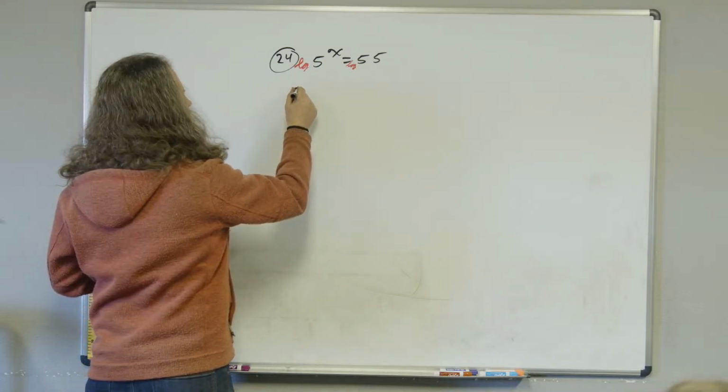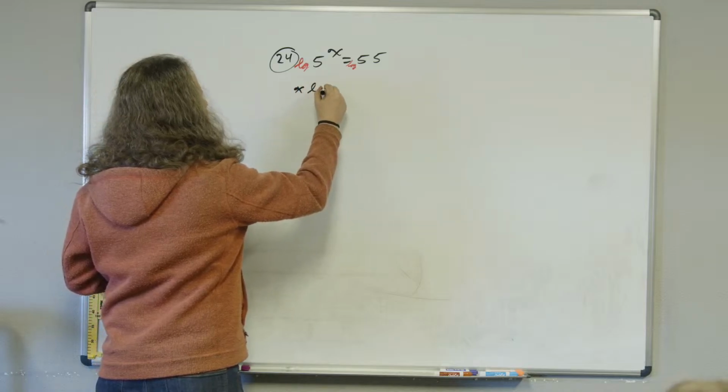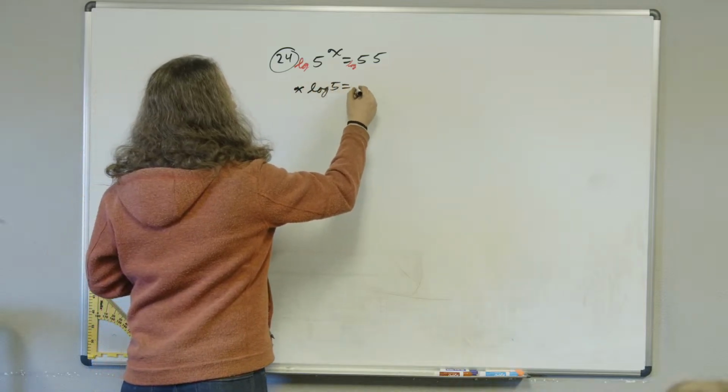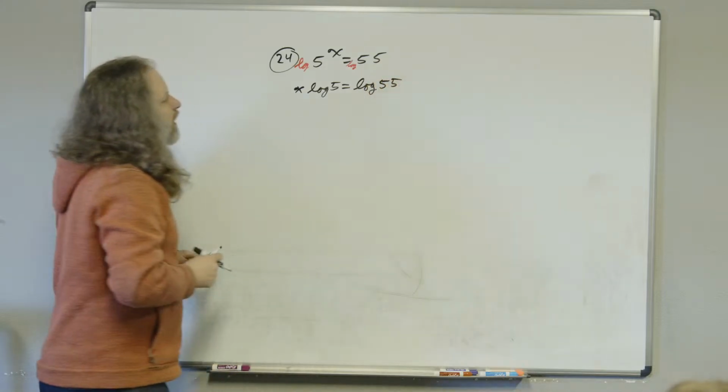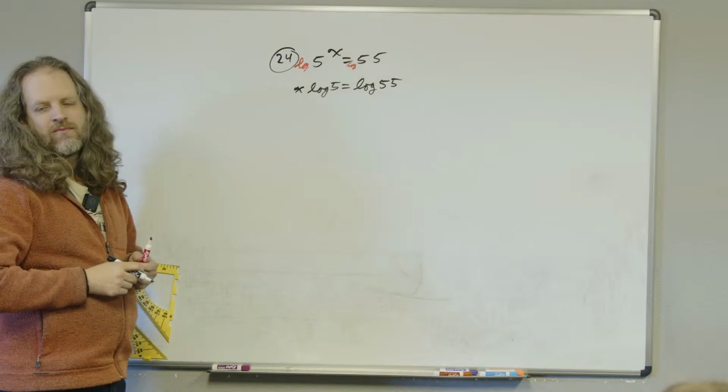So we end up with x times the log of 5 equals the log of 55. Am I right or am I right? You're right. I have a question.